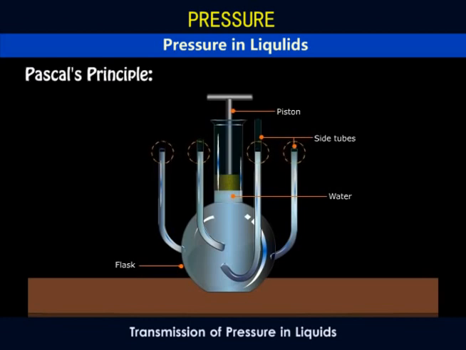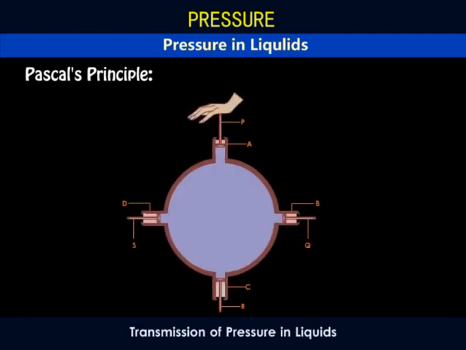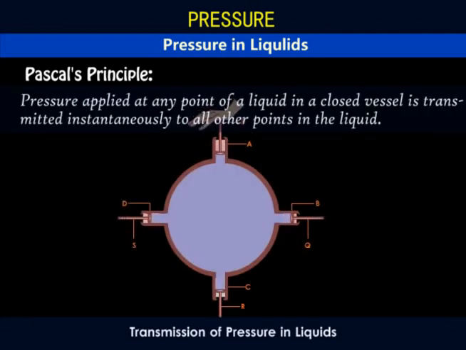This is called Pascal's principle. It states, pressure applied at one point of a liquid in a closed system is transmitted instantaneously to all other points in the liquid. This happens because liquids are incompressible.